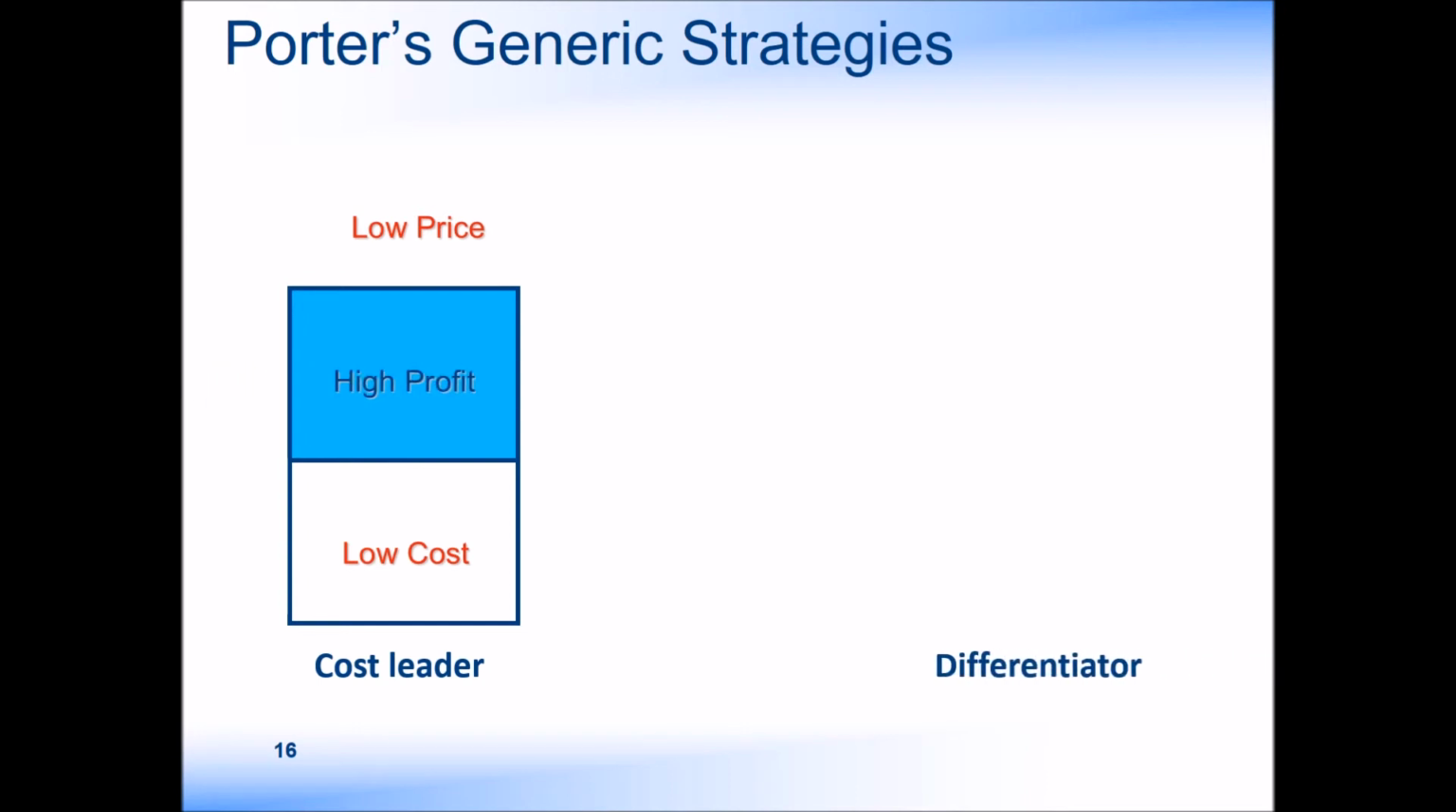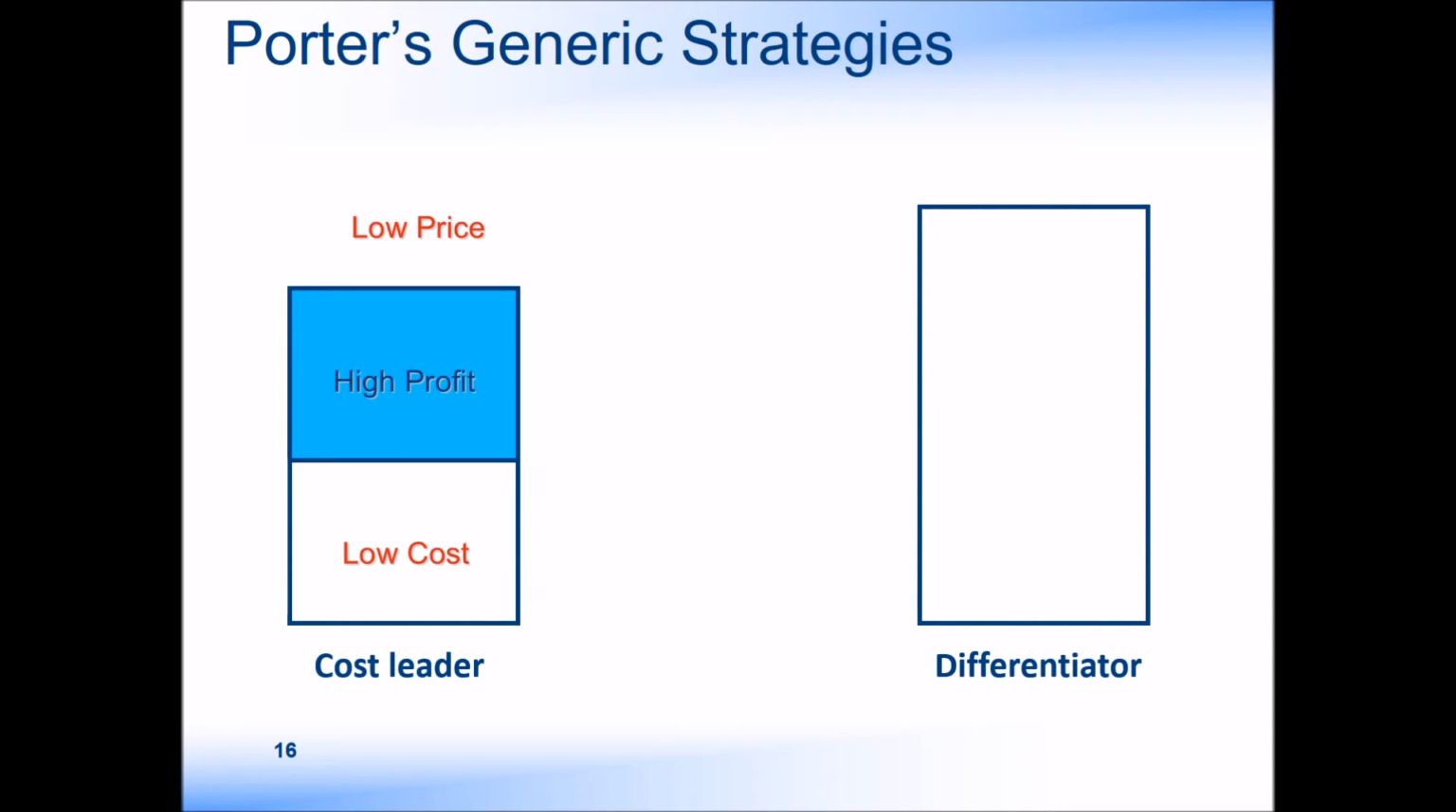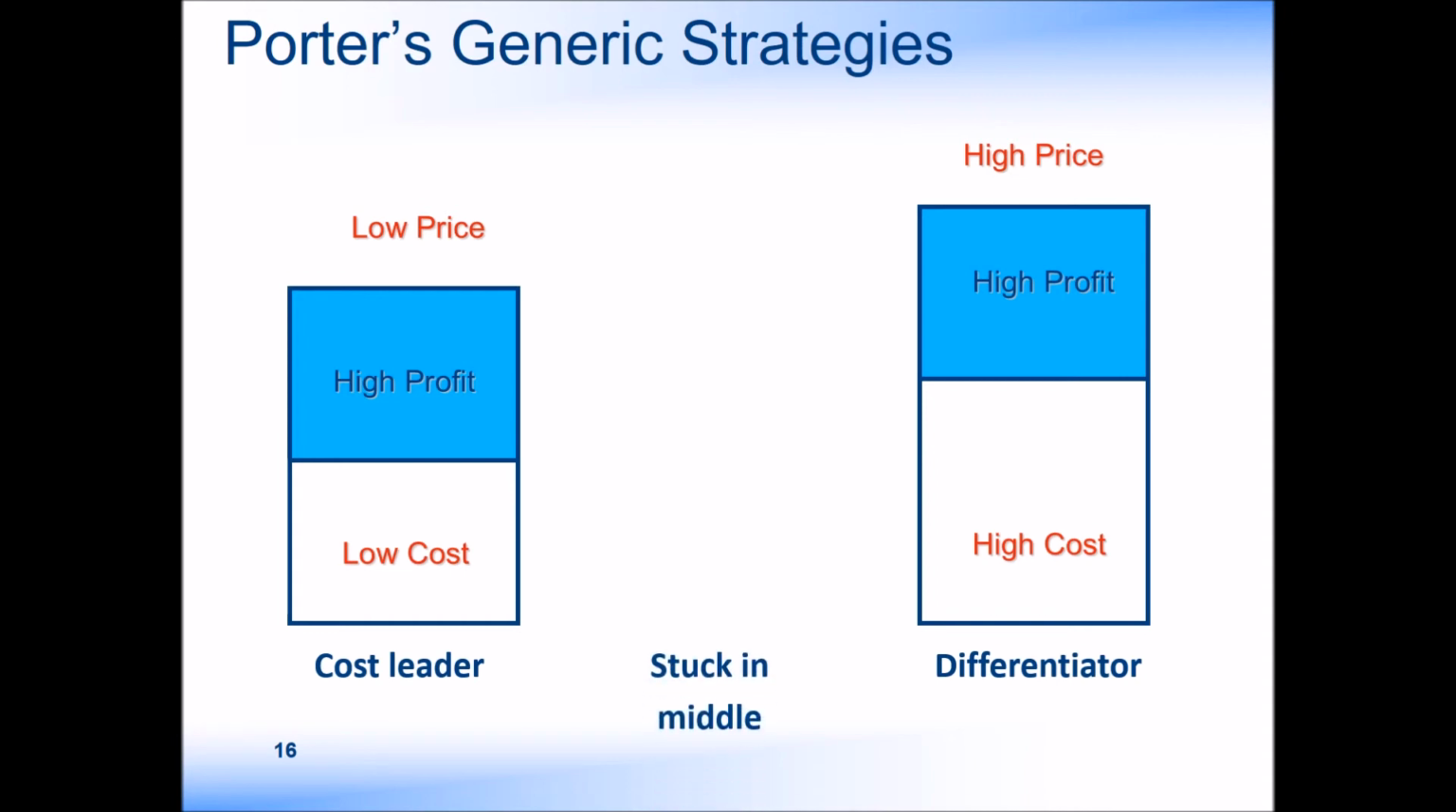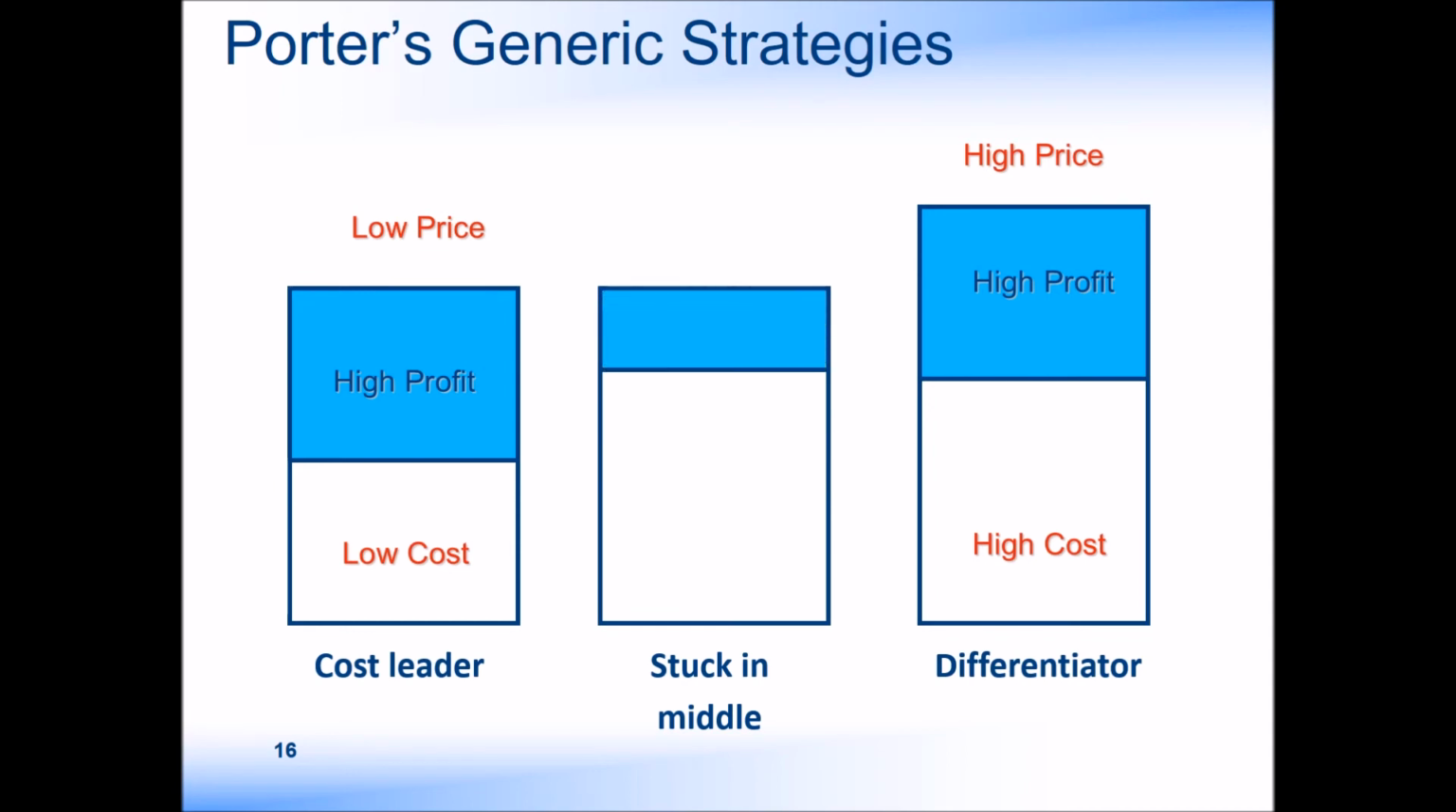If we then look at the differentiator, because they are offering a product that has higher functionality or service levels, they will have a higher cost level. But because the difference is valued by the customer, they can charge a high price, and therefore still make a reasonably high profit. Now let's assume we have someone who comes into the middle of the market. What they are trying to do is to match the product offering of the differentiator and therefore have the same cost base as the differentiator. But they're also trying to match the price of the cost leader, and therefore, as you can see, they are going to have a lower profit.